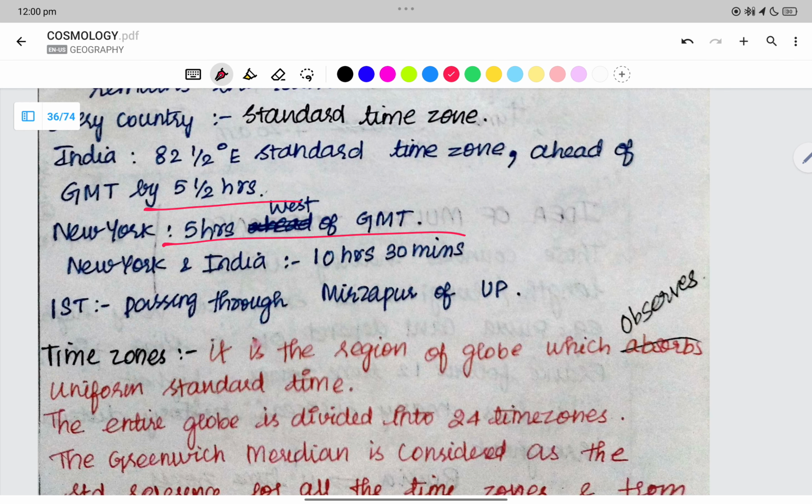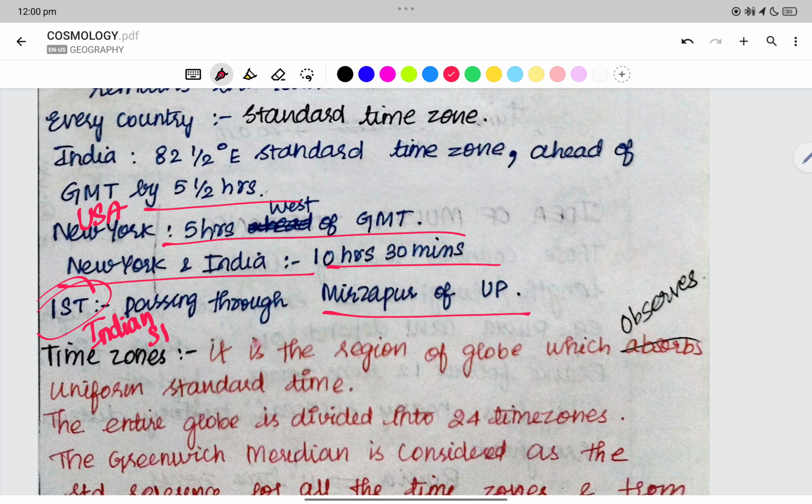New York is 5 hours west. New York is in the USA, right? 5 hours west. And the difference between New York and India is 10 hours 30 minutes, right? IST, Indian Standard Time, is passing through Mirzapur of Uttar Pradesh.